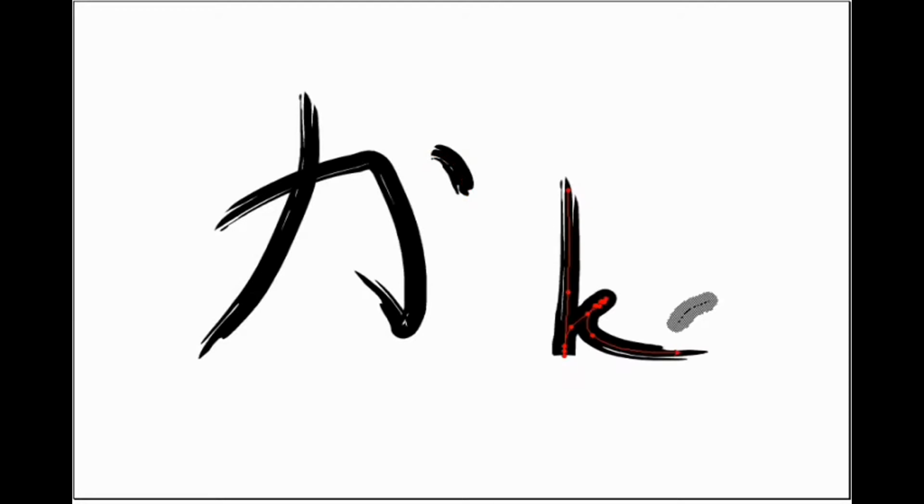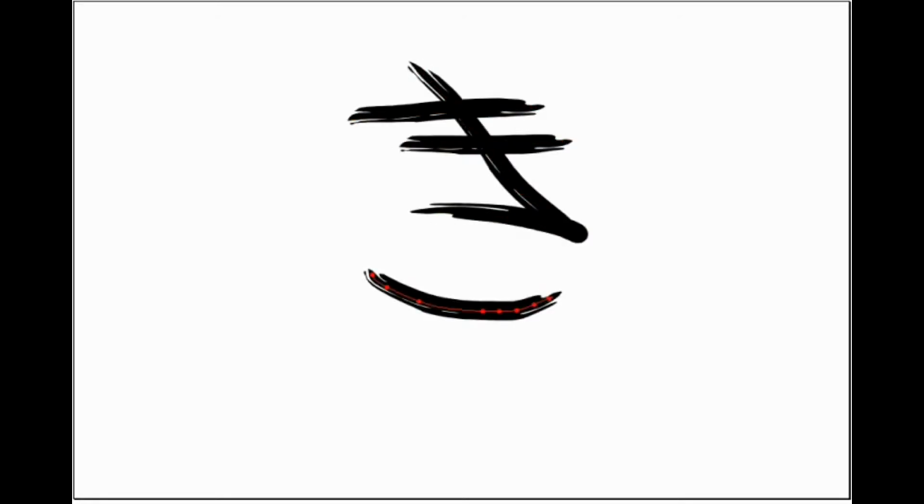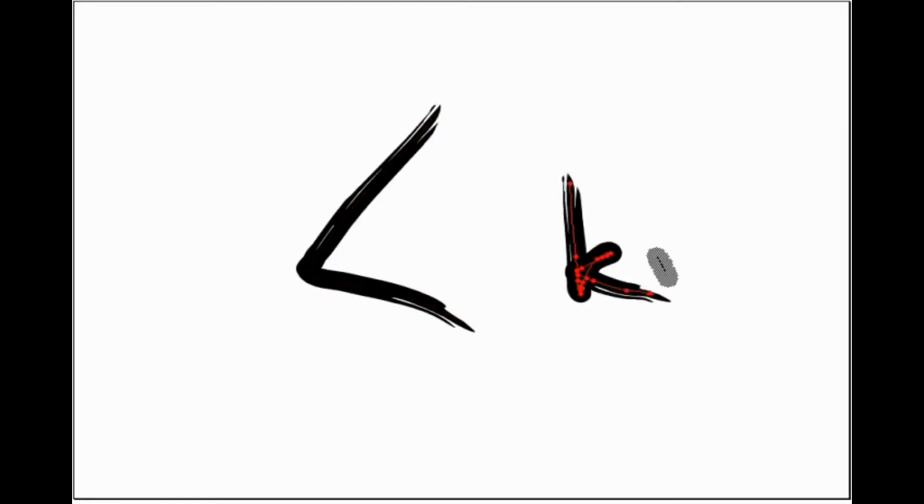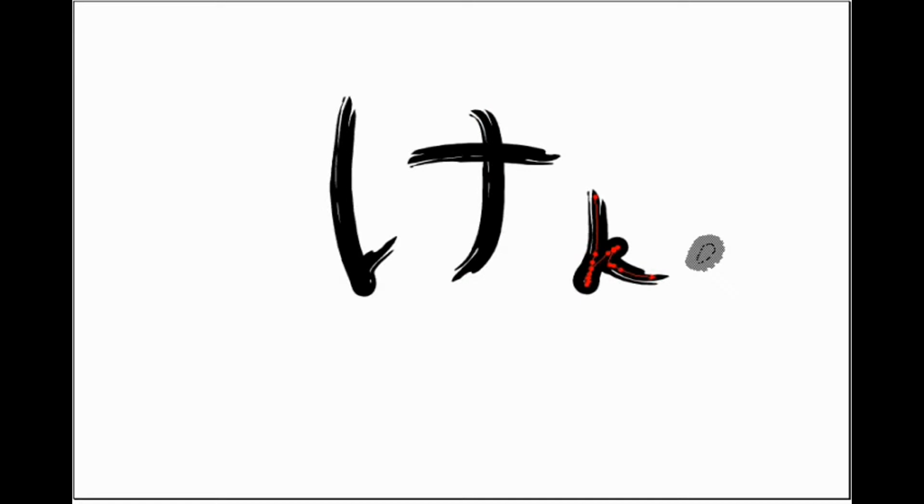Here's ka. Here's ki. And ku. And you want to do ke with the little brush stroke. Ke. Here is ko. Right there, ko. With the little brush stroke there too.